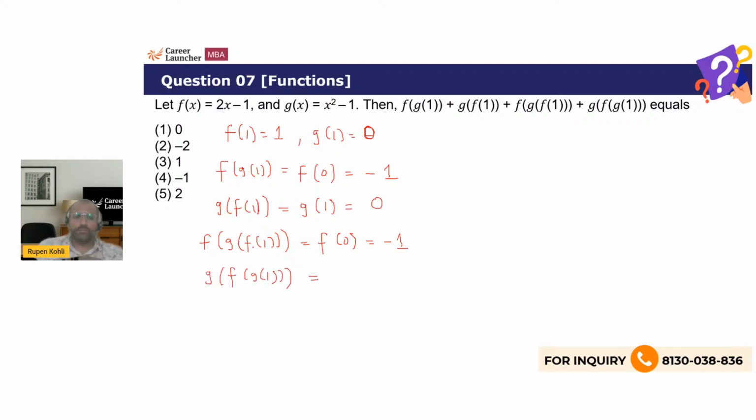So f of g of 1, we've got that again. That is minus 1. So this is as good as g of minus 1. G of minus 1 is what? Minus 1 whole square is 1, minus 1 is 0. So therefore, the sum of these four: minus 1, 0, minus 1, 0, minus 2. Done. So pretty simple, straightforward. Just put the numbers, just keep on finding the values, get it done.